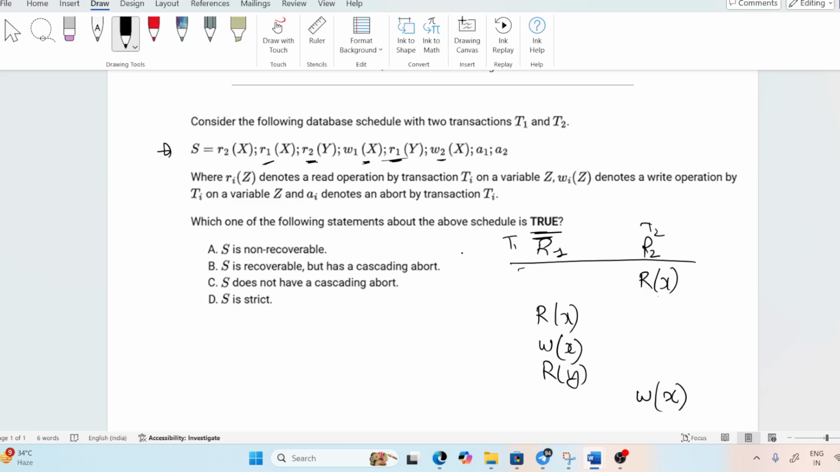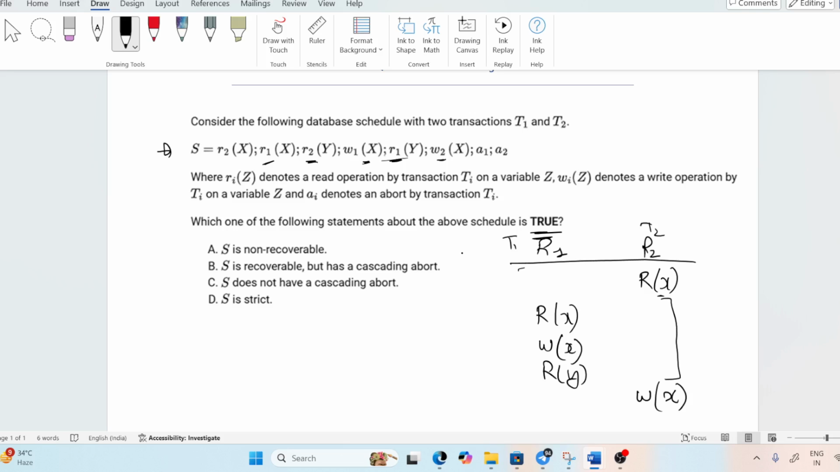The value was initially read, and after that there is a big gap, so in between another transaction can do some operation. That can create an issue. Okay, no problem, let's move ahead.